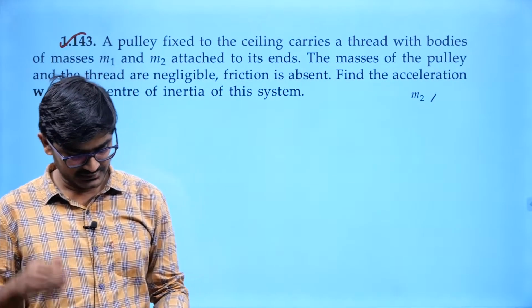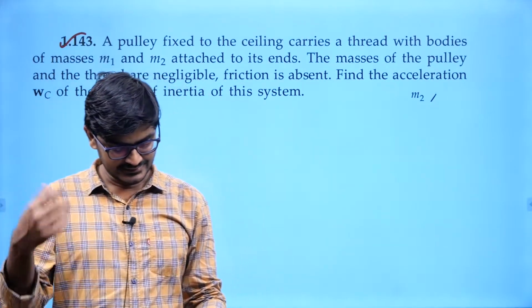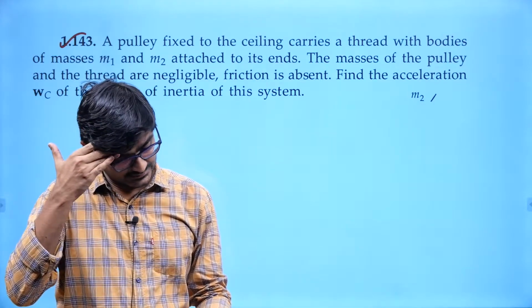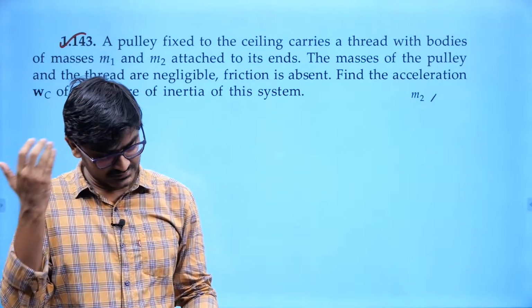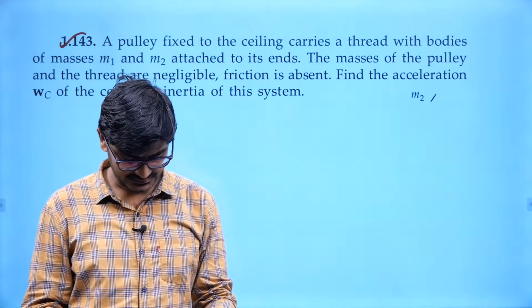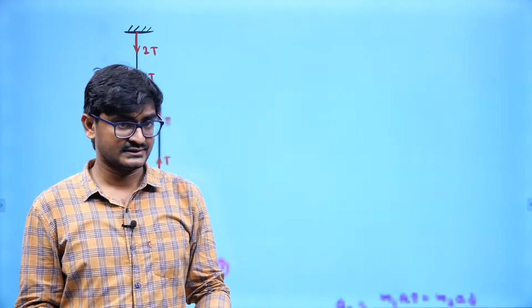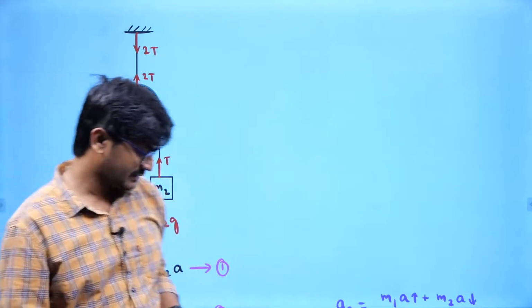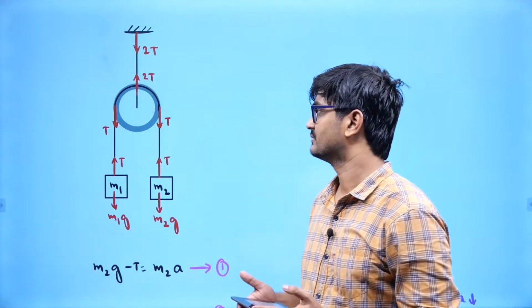Now going to the next question. A pulley fixed to the ceiling carries a thread with bodies of masses m1 and m2 attached to its ends. The mass of the pulley and thread are negligible, friction is absent. Find the acceleration of the center of mass of the system. Now this figure you must have seen in Newton's laws. I have taken it, so I don't have to explain this.